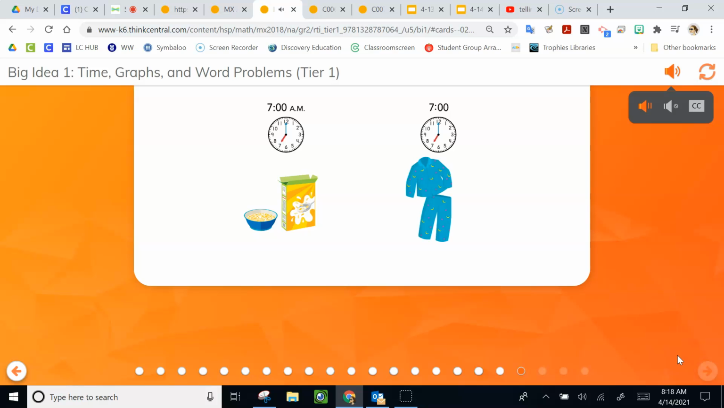You might put your pajamas on at 7 o'clock in the evening. 7 o'clock in the evening is 7 o'clock p.m. We say p.m. for times after noon and before midnight.